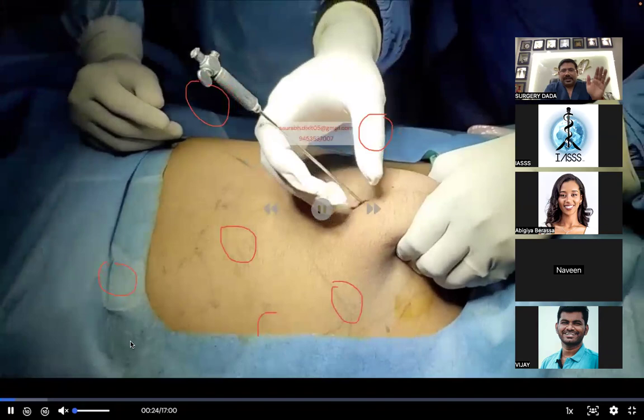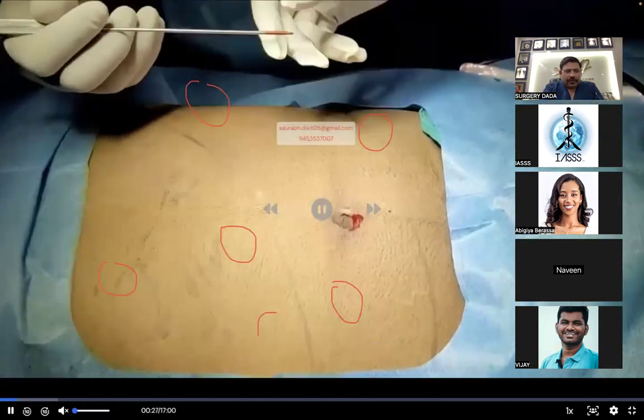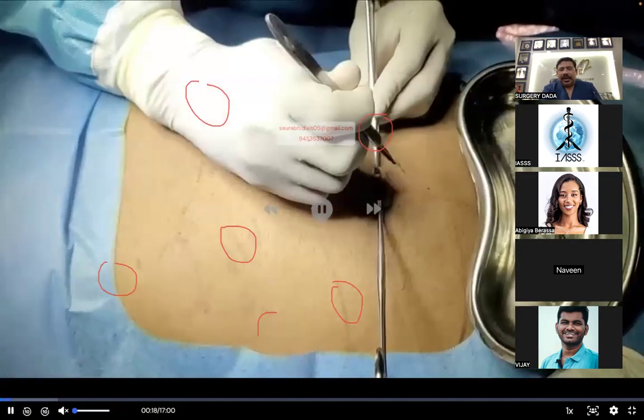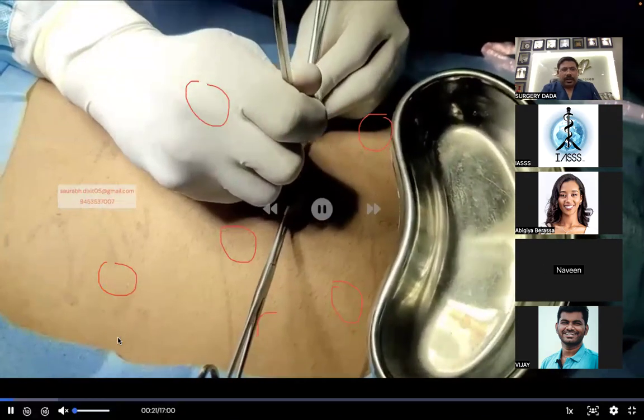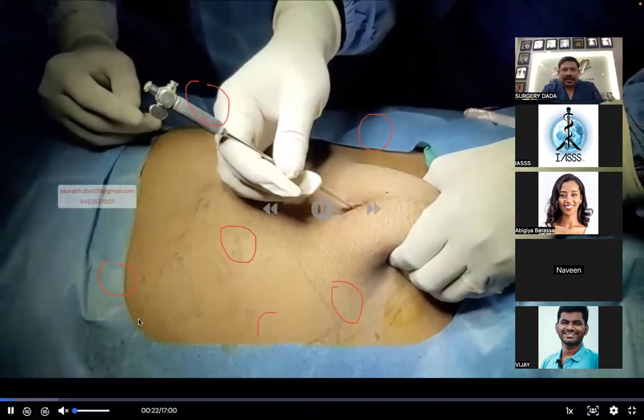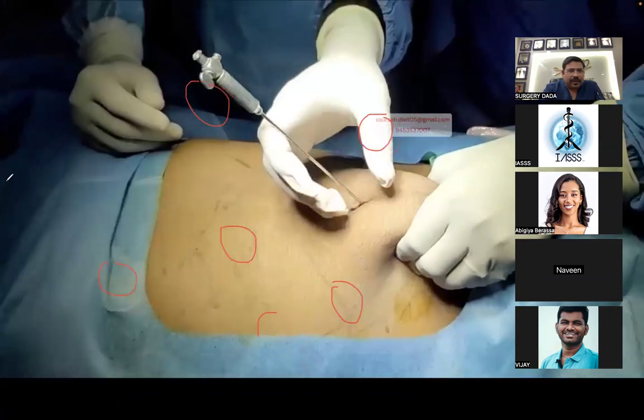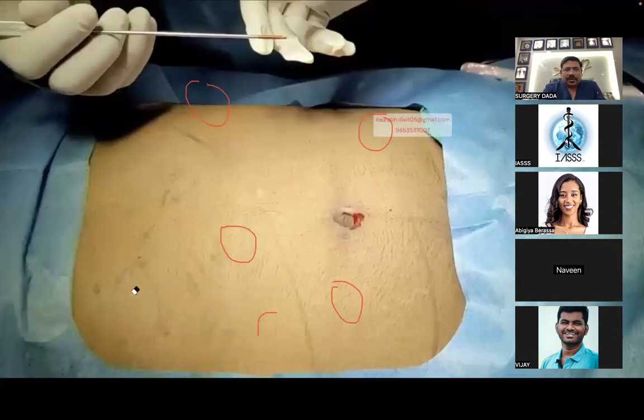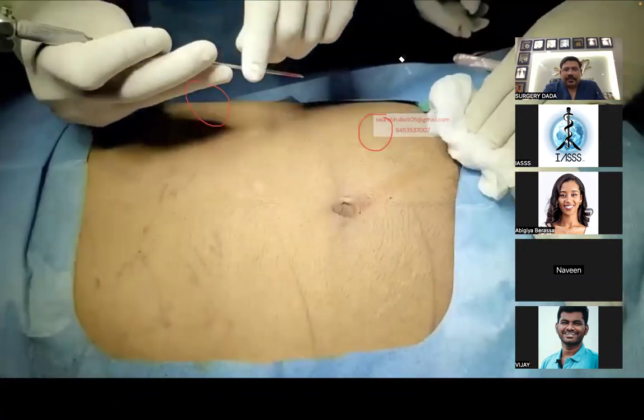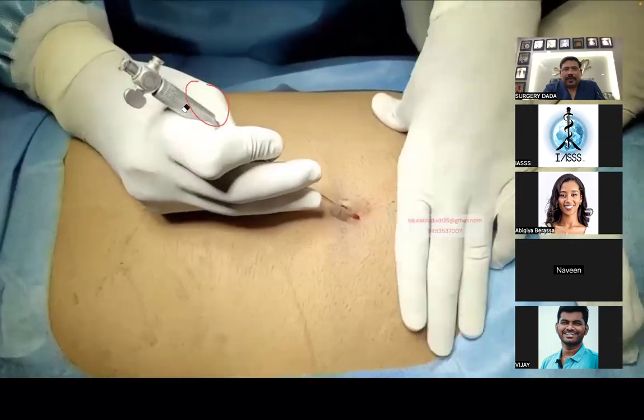Now, talking about the Veress, can you see this is all that we have? So this is a Veress. And before that, I'm going for what you can say is the infraumbilical Scandinavian technique. This is very, very important. So what is the concept of the infraumbilical Scandinavian technique? Below the umbilicus, I've made an incision.